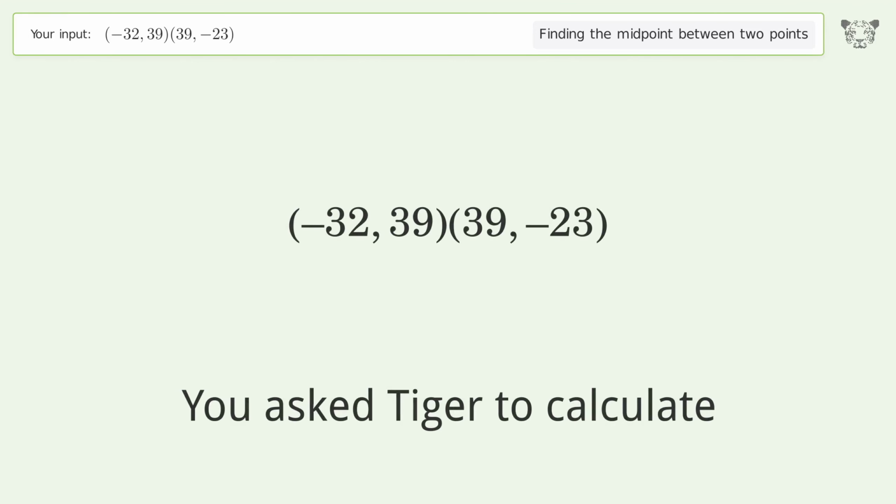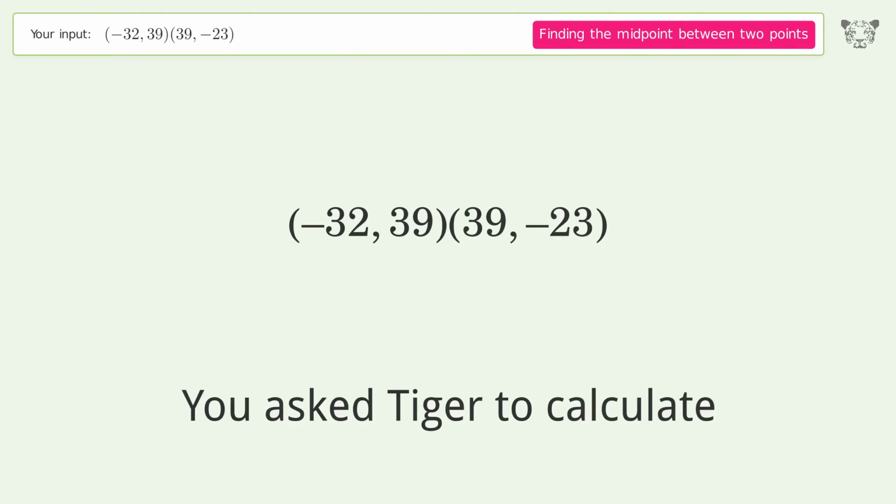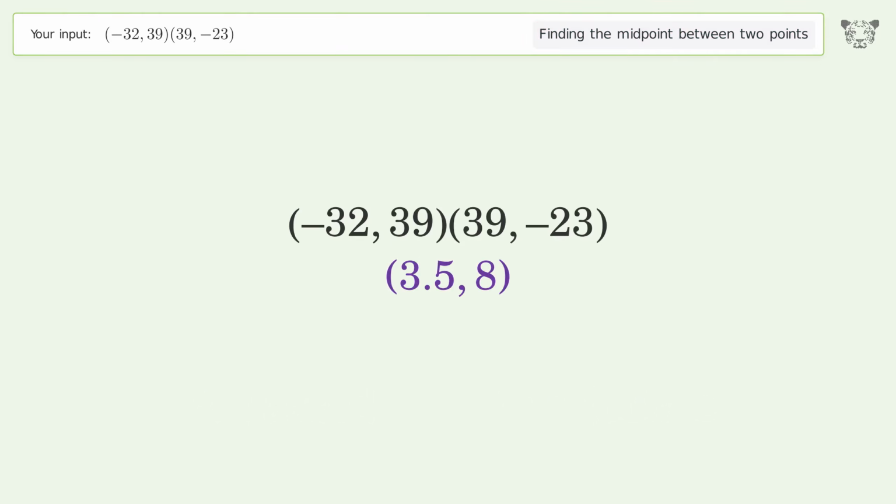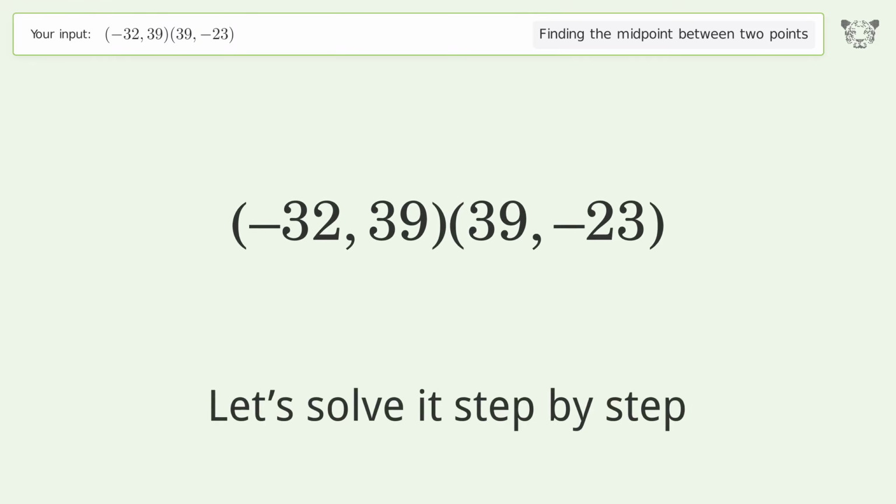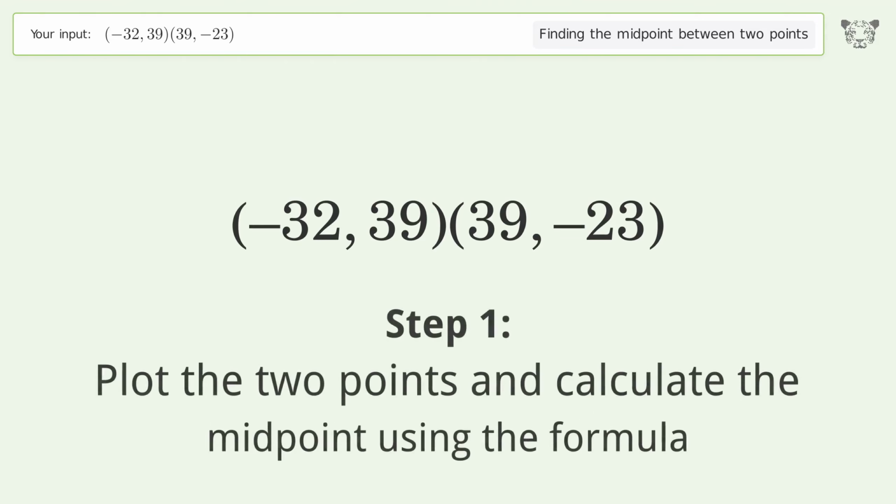You ask Tiger to calculate. This deals with finding the midpoint between 2 points. The midpoint between the 2 points is 3.58. Let's solve it step by step. Plot the 2 points and calculate the midpoint using the formula.